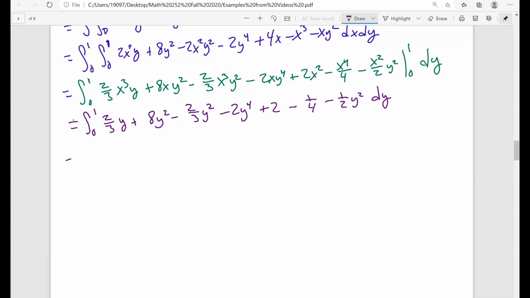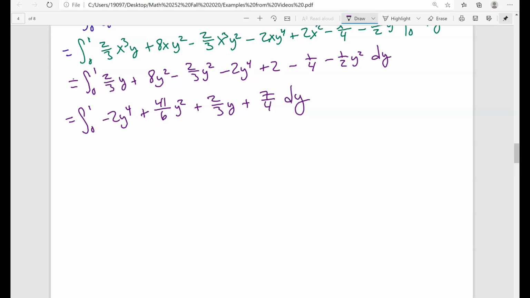So now what I can do is group a couple of things over. So I'm going to have this negative 2y to the fourth by itself. Then when I group the y squareds, I'm going to get a positive 41 over 6 y squared. And then 2/3 y plus 7 over 4. So I got that from the constants.